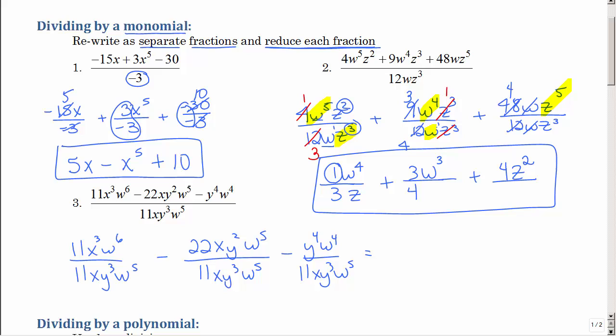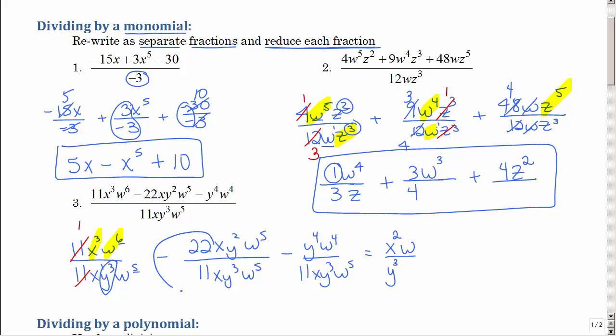Okay, so on this first fraction, the 11's reduced to 1. I look at my x's. There's more on top, so I'm going to leave the x on top and subtract. Now, the y's, the only place they are is in the denominator, so I'm going to leave them there. On w, there's more on top, so subtract that, and you just get w to the first power.